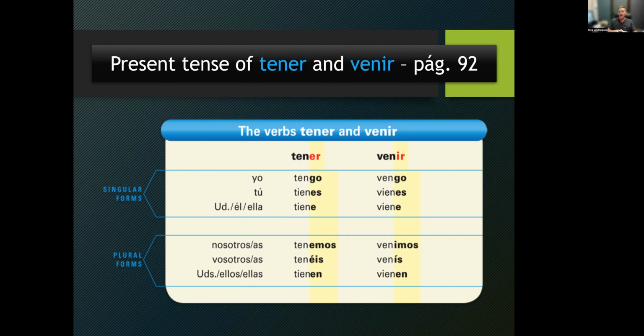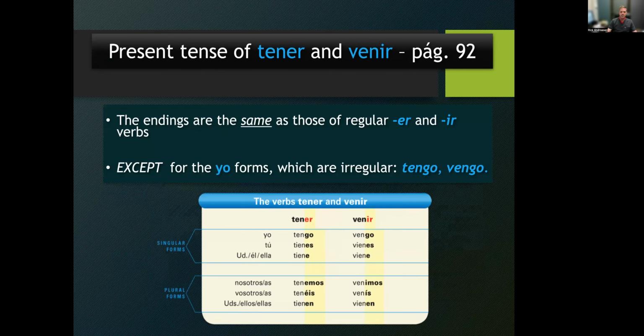Now you'll notice the verb venir is very similar. Clase, repitan. Yo vengo. Tú vienes. Usted viene. Él viene. Ella viene. Nosotros venimos. Vosotros, vosotras venís. Ustedes vienen. Ellos vienen. Ellas vienen. Okay, so they're similar. You can see the first person singular rhymes in both of these, but super common verbs.